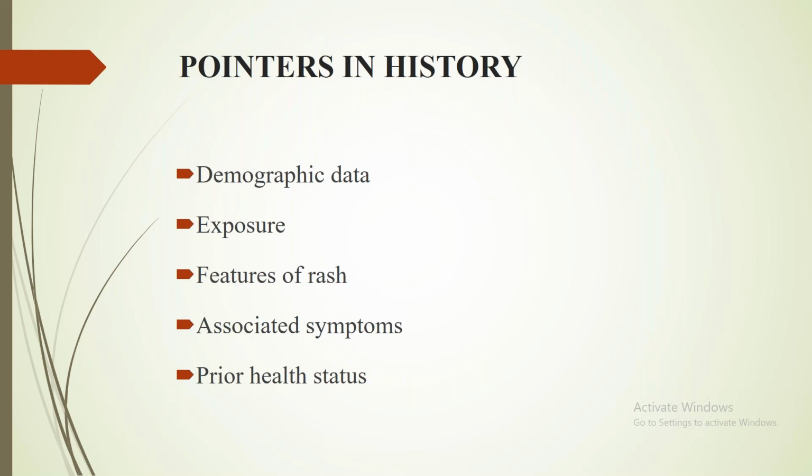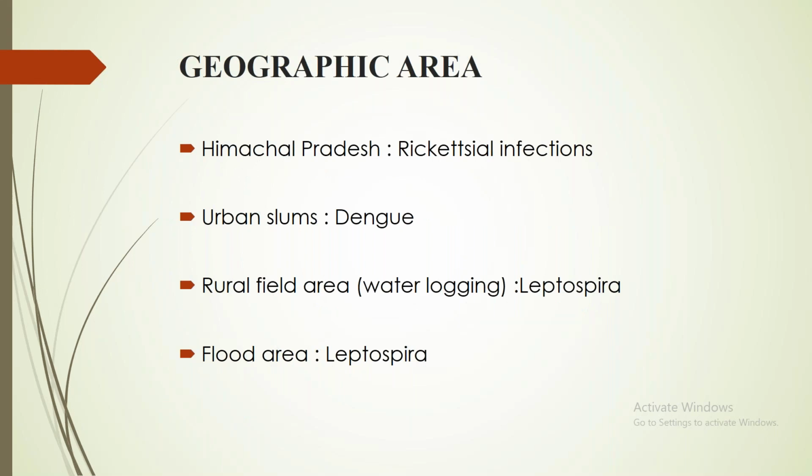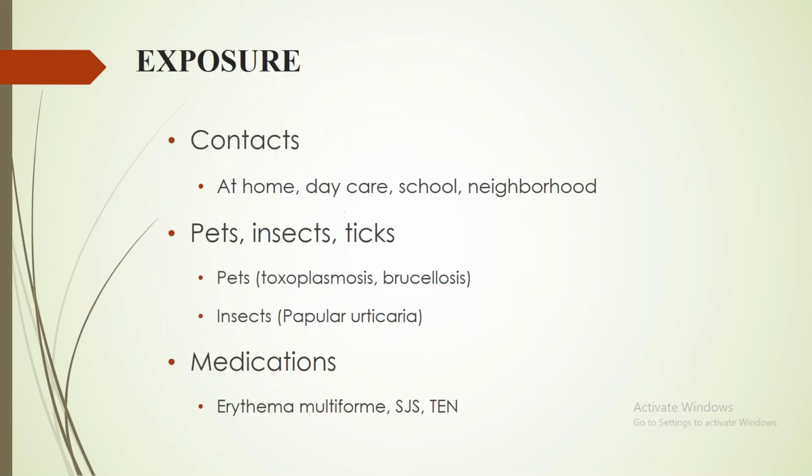What were the prodromal features? How was the progression? Along with it, you need some clues about the time, that is the climate. Suppose measles is common during January to March, while meningococcemia is common in winters. Staphylococcal and streptococcal abscesses and infections are more common in the summers. Then any visit to a hilly area or an area where there has been a lot of water clogging can give you an idea about the underlying cause.